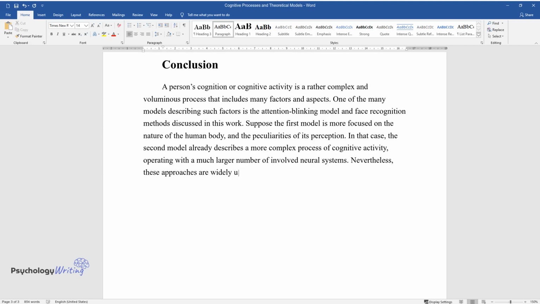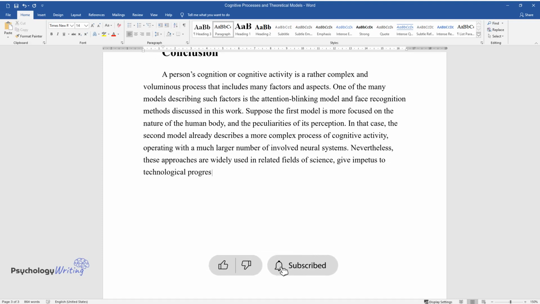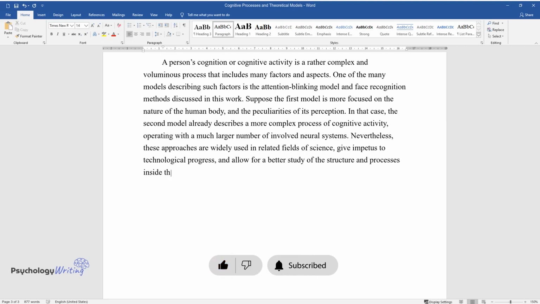Nevertheless, these approaches are widely used in related fields of science, give impetus to technological progress, and allow for a better study of the structure and processes inside the human body.